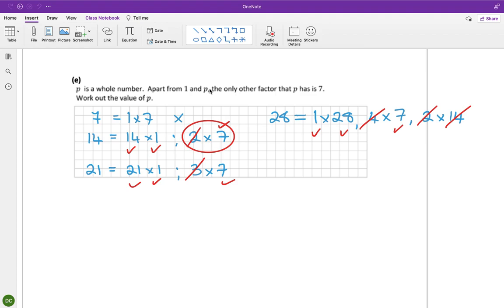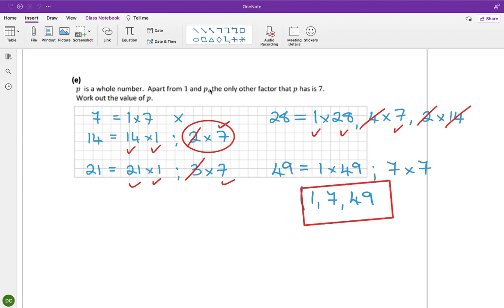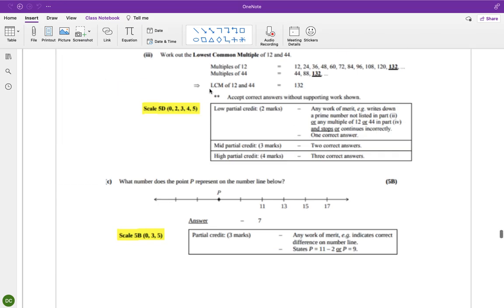Anyway, I don't know if you figured it out, but it's 49, because 49 has 1 times 49, and then it has 7 times 7. So if you were to list the factors, it would be 1, 7, and 49. So 1, the number itself, and 7. So the answer is 49. And that's definitely worth 5 marks. I just don't remember the attempts.